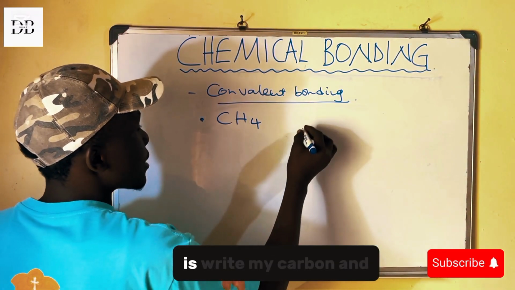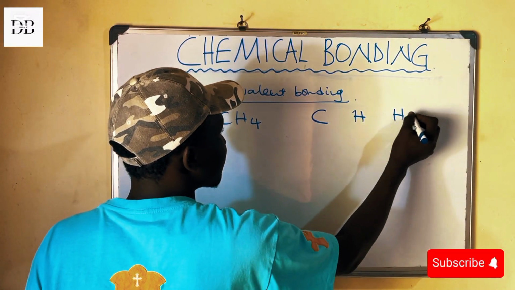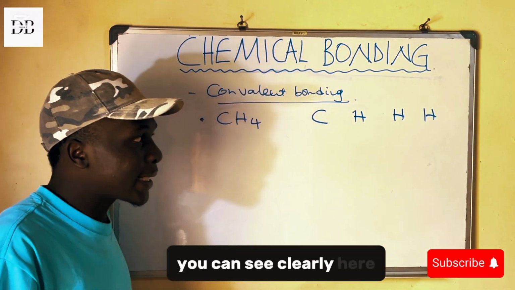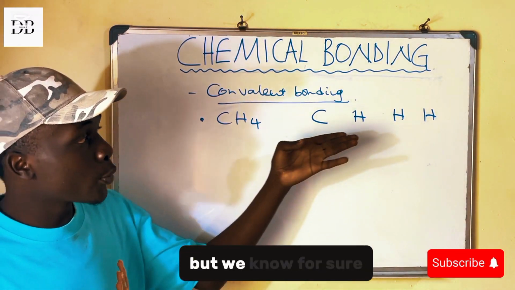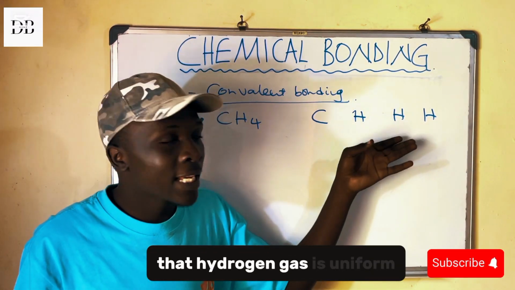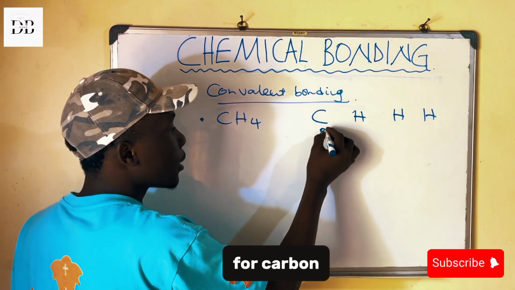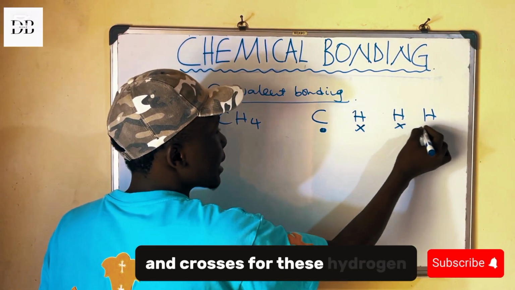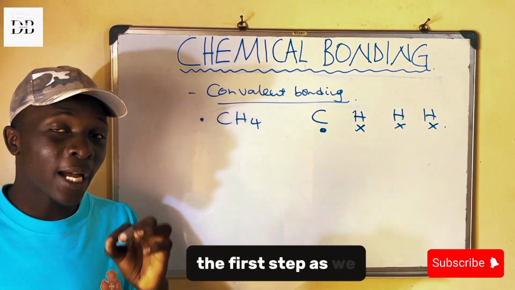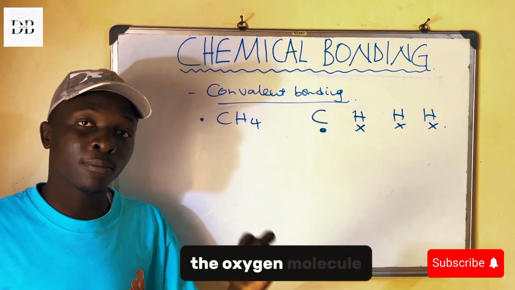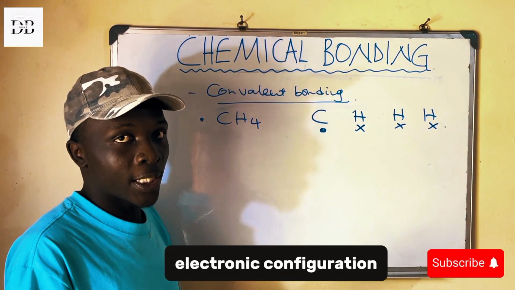So I'll write my carbon and 4 hydrogens there. Then you can see clearly that we have 1 carbon and 4 hydrogens. We can use dots for carbon and crosses for the hydrogens. Then follow the first step as we did when we were writing the oxygen molecule, that is, write the electronic configuration.